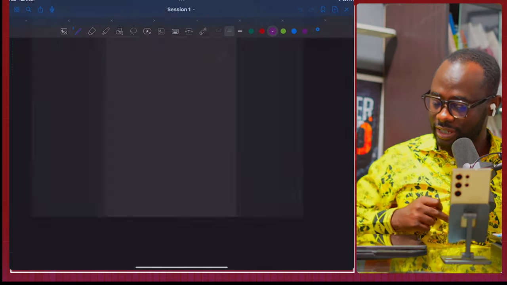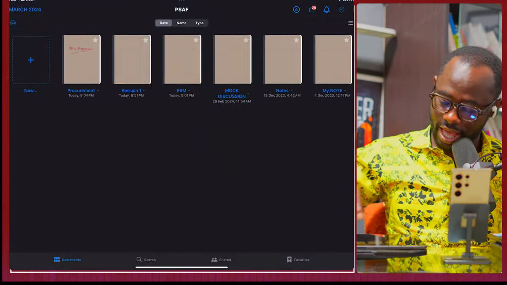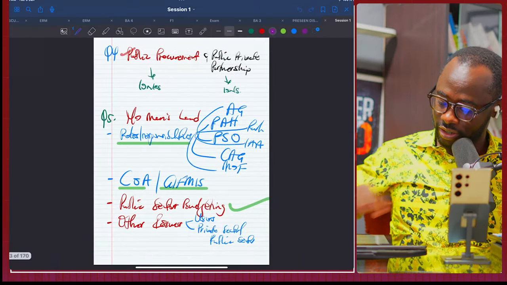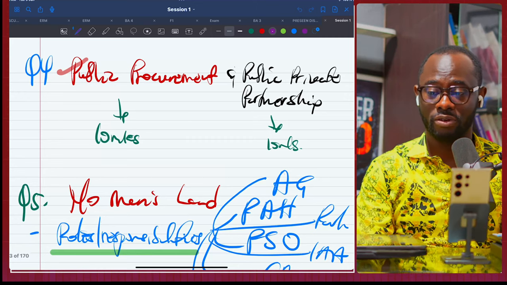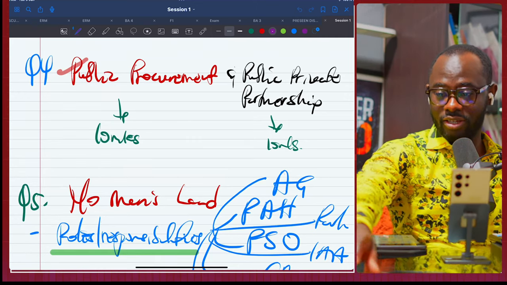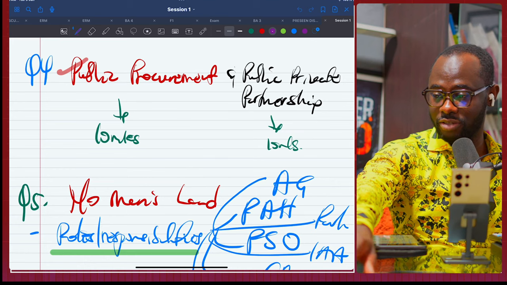Okay, so that's it for the A aspect of question four. The B aspect of question four is the public-private partnership arrangement. Okay, public-private partnership arrangement.